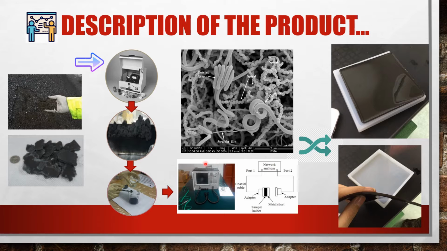So finally, we characterize, or we are using vector network analyzer for measurement to know what is the reflection loss of the sample. So this is the example of the sample that we have done, the earlier prototype. So we do it in square shape, okay, and it is actually flexible. We can see here it is flexible.